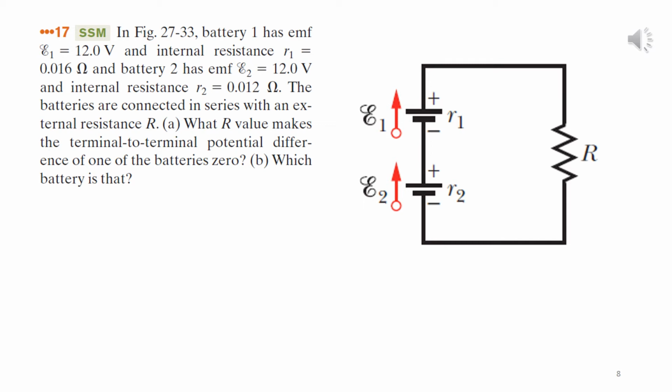Since I have two unknowns, I have to think about two equations. The first equation is the loop, which is easy. The second equation is actually hidden in the middle of the sentence in part A of the question: what values make the terminal potential difference of one of the batteries zero. So let's put some points and say that U of these two points of one battery is zero. But before starting any calculation, think about it. Both batteries are 12 volts, but one is consuming on itself with internal resistance 0.016 and the second one R2 equals 0.012.